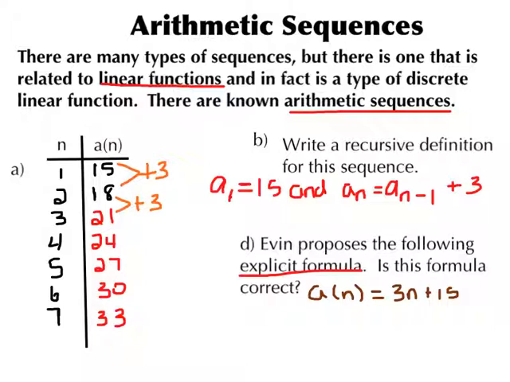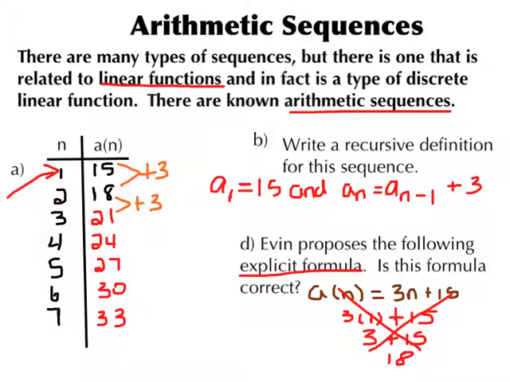Well, let's try it out. If I take n, which is, let's take 1, 3 times 1 plus 15. 3 plus 15 gives me 18. Is that what I have for n? Is that what I have for my first term? No, it is not. So this does not work. This formula is not correct.